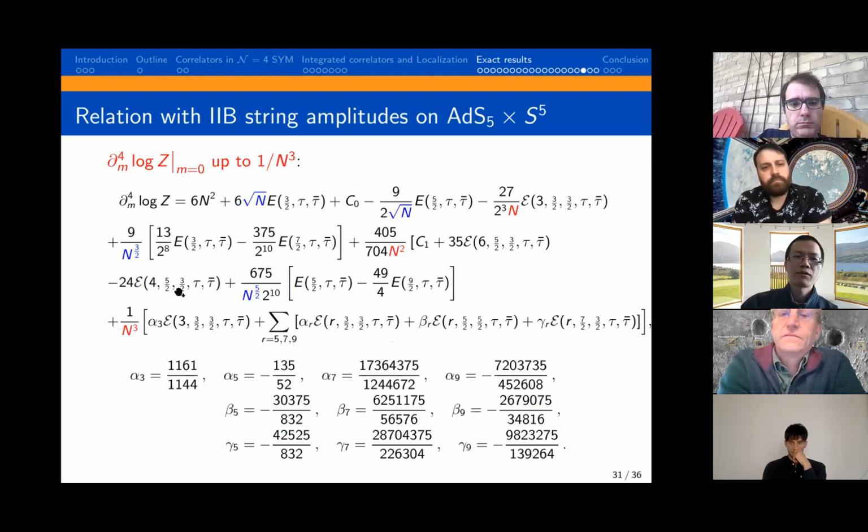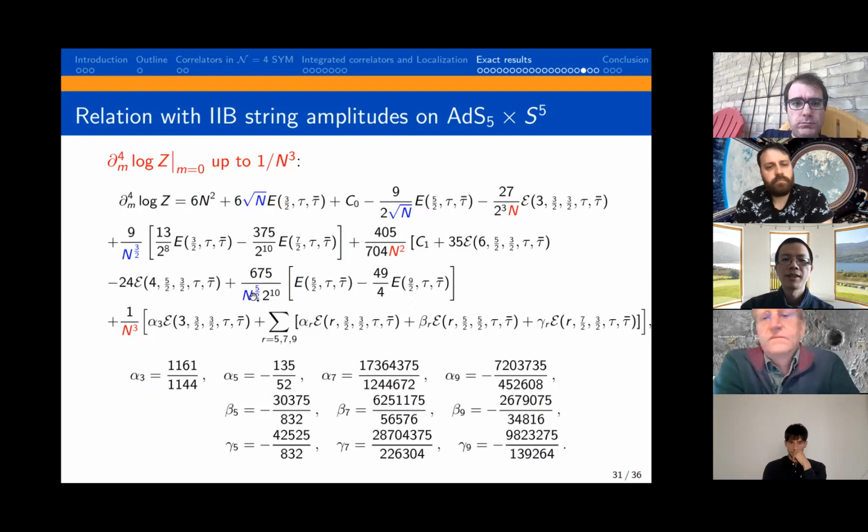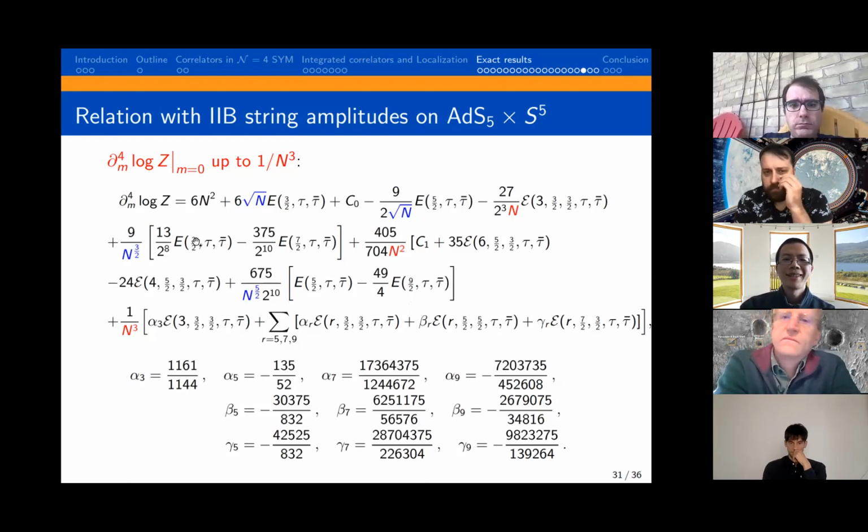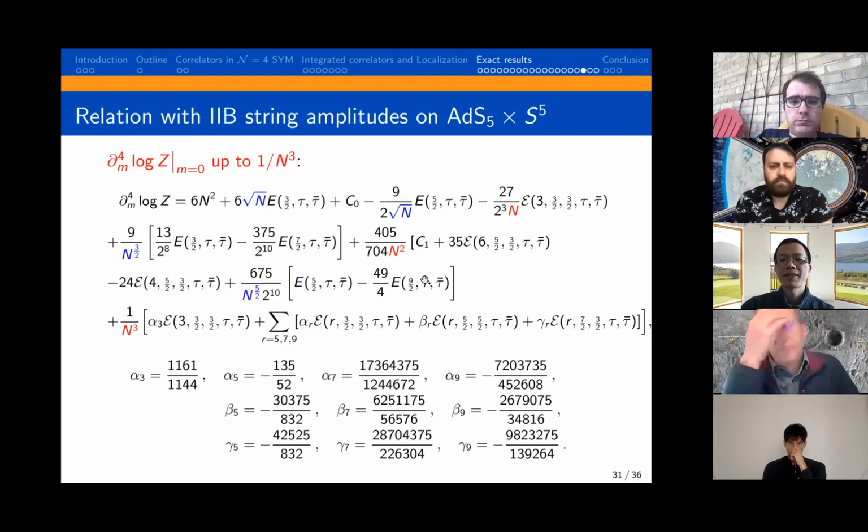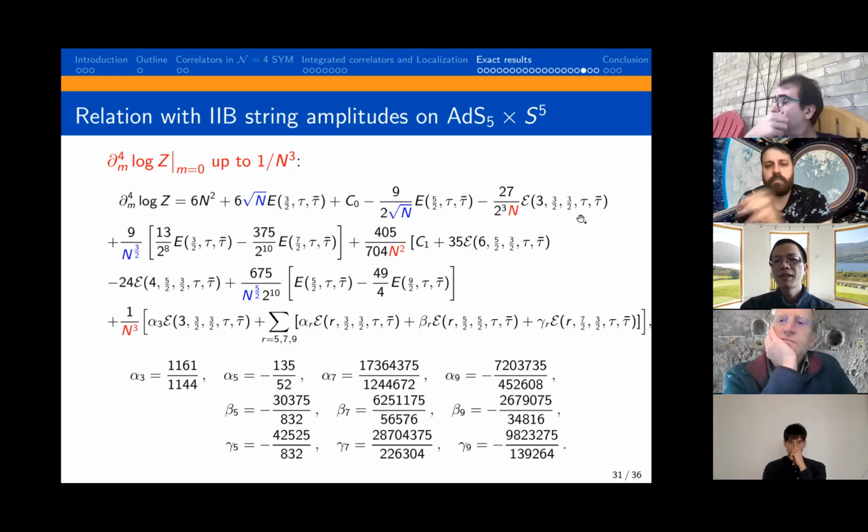Okay, let me just flash the expression for this object for large N expansion. So now you see this has half integer n and integer n. And for the half integer n expansion, they are again given by non-holomorphic Eisenstein series, and the coefficient changes. And for the integer guy, they're given by this so-called generalized non-holomorphic Eisenstein series, which is, well, a particular coefficient.